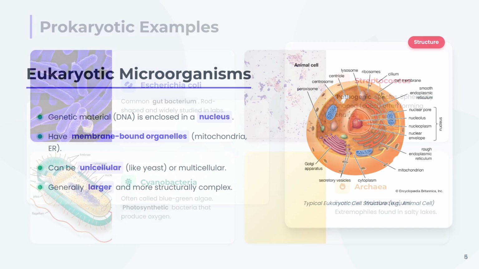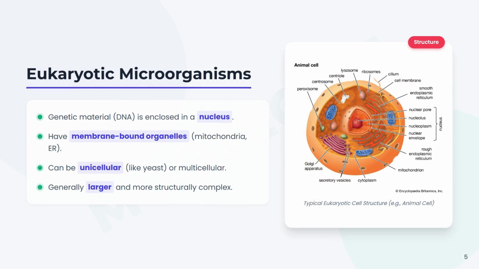Now, let's move on to eukaryotic microorganisms, which represent a major leap in cellular complexity. In these cells, the genetic material is neatly enclosed within a double membrane structure called the nucleus. This protects the DNA and allows for more complex genetic regulation. They also contain various membrane-bound organelles like mitochondria and the endoplasmic reticulum, which act like specialized rooms in a factory, each with a specific job.